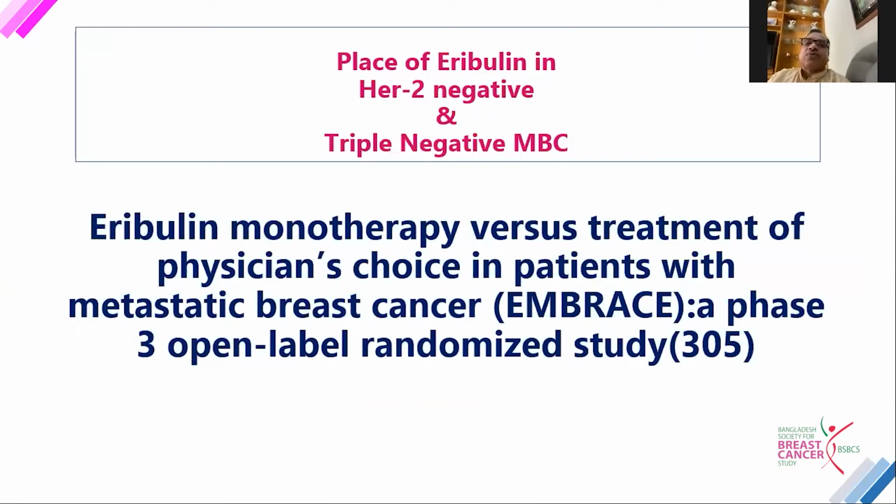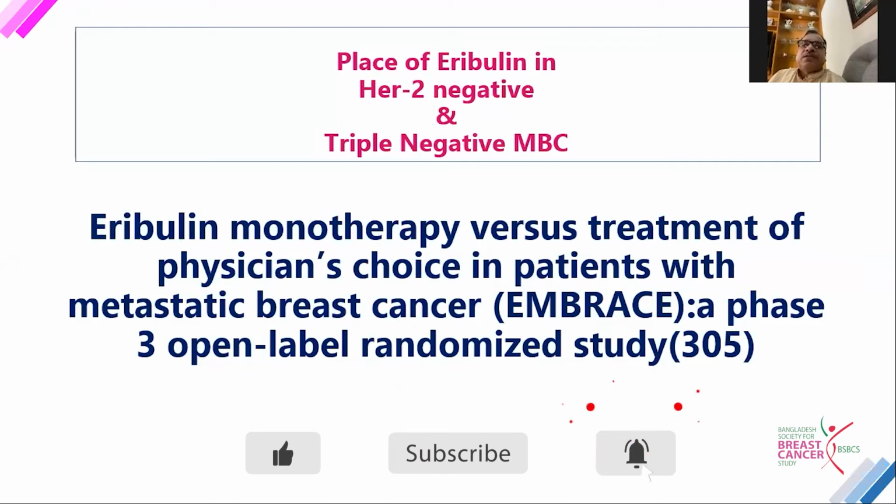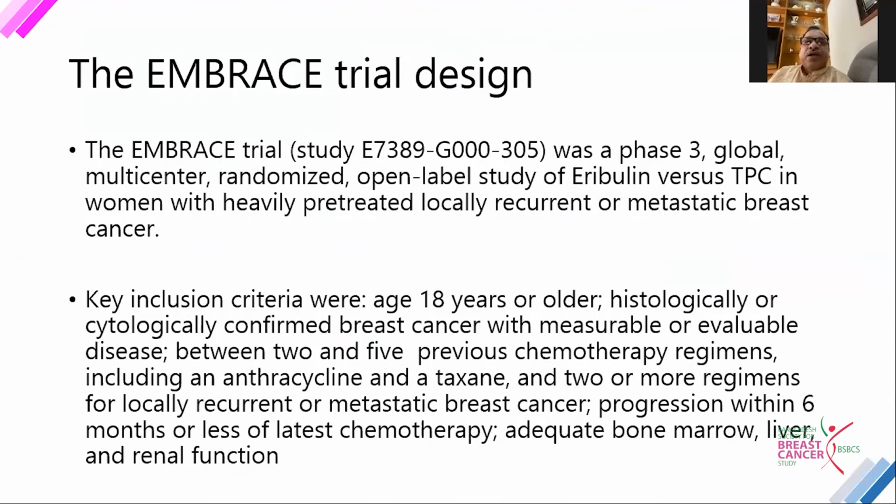So today's topic is our place of eribulin in the HER2 negative and triple negative metastatic breast cancers. There is a landmark study, the EMBRACE study, eribulin monotherapy versus treatment of physician choice in patients with metastatic breast cancer. It is a phase 3 open-label randomized study, study 305. In this study, it is a phase 3, multicenter, randomized open-label study, eribulin versus treatment of physician choice in the pretreated locally recurrent or metastatic breast cancers.